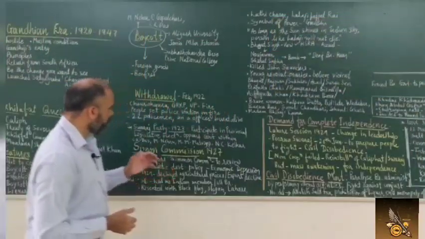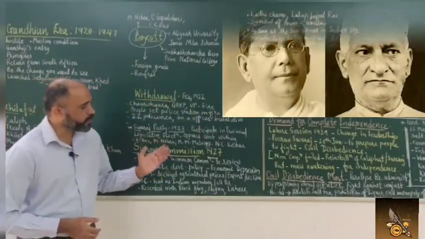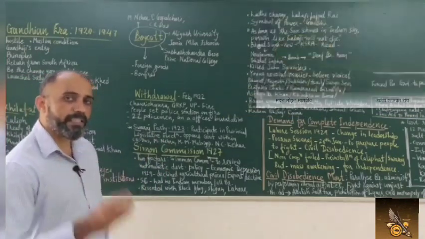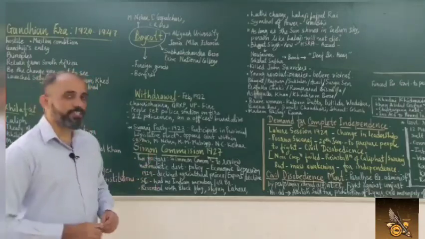There were leaders like C.R. Das, Motilal Nehru, Madan Mohan Malviya, N.C. Kelkar and others, who were the prominent leaders who took the lead in forming the Swaraj Party.